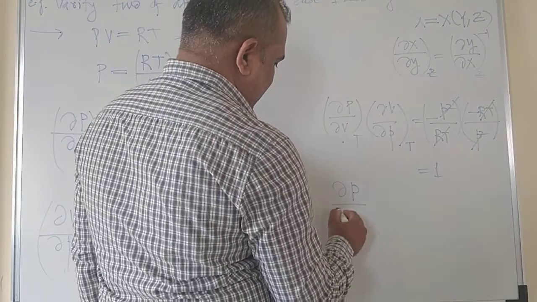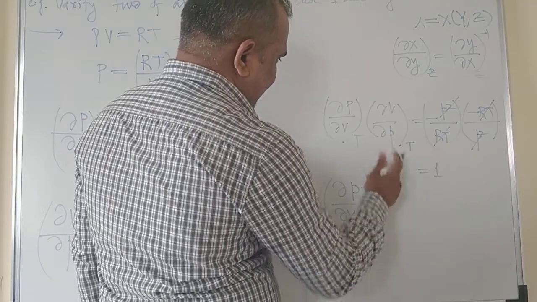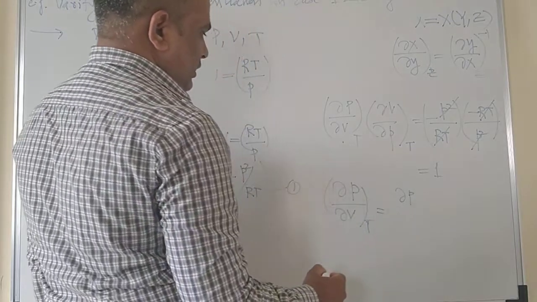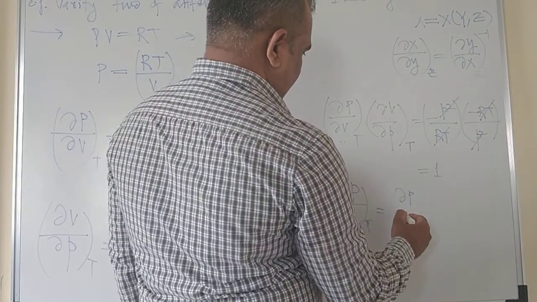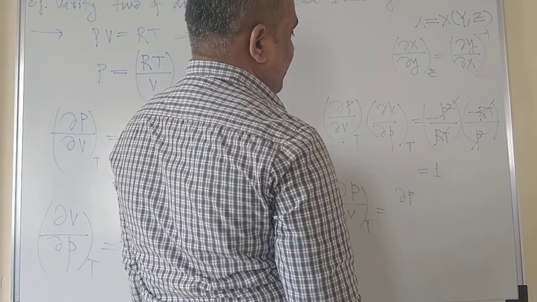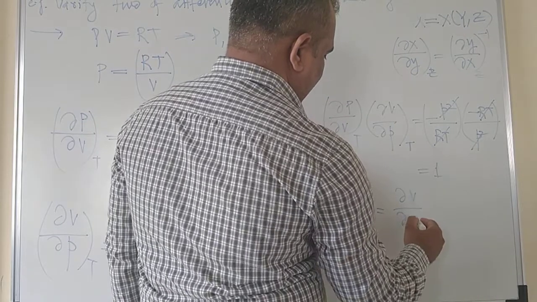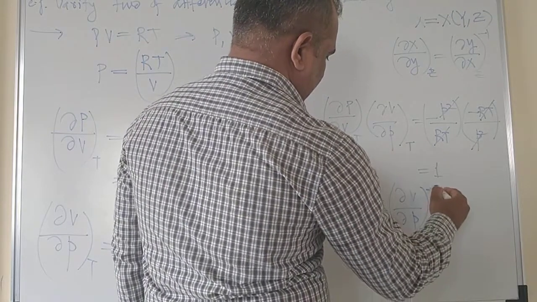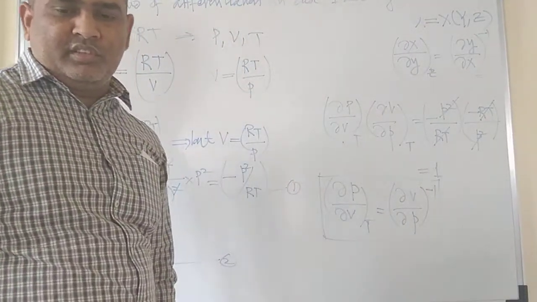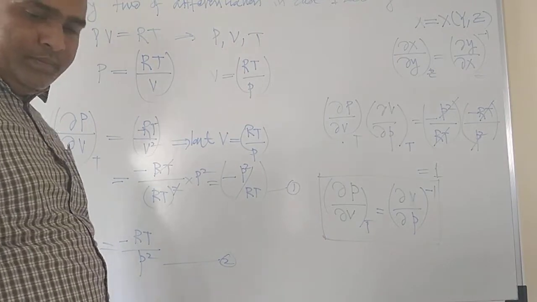Or you can write, for more simplicity, dou P by dou V at constant T can be written on the other side, and that is equal to dou P by 1 upon dou V by dou P. So this is dou P by dou V by dou P inverse. And this is the first theorem on differentiation. So in this way, the first theorem on the differentiation for the ideal gas is proved.